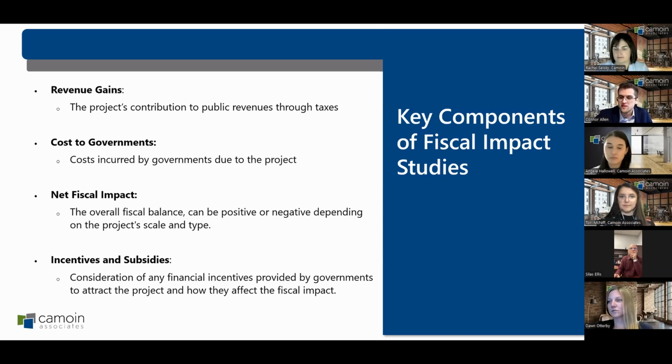Another final factor is the role of incentives and subsidies. Often governments offer financial incentives like tax abatements or subsidies to attract projects. While these incentives can help bring in major developments, they can also reduce the immediate fiscal benefits. Fiscal impact studies help balance the short-term costs of these incentives against the long-term revenues the project is expected to generate.